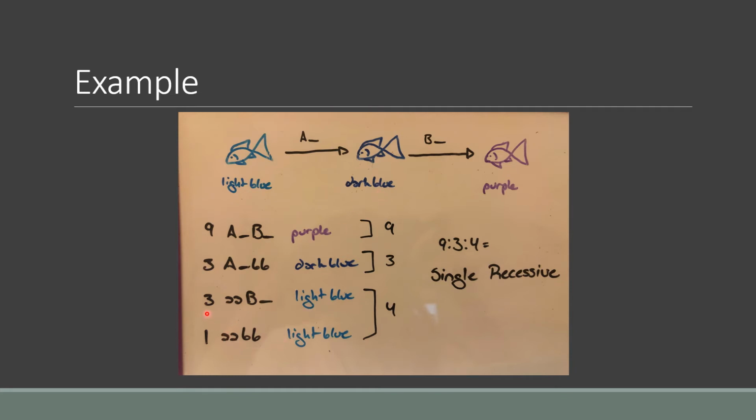And then for these two genotypes, there is no big A at all, so both of these genotypes will be stuck as light blue progeny. And from this, you can see that there are 9 purple, 3 dark blue, and 4 light blue. And that 9:3:4 ratio tells us that that's a single recessive epistasis.